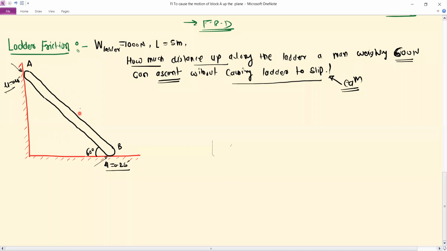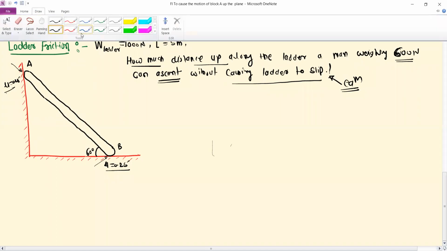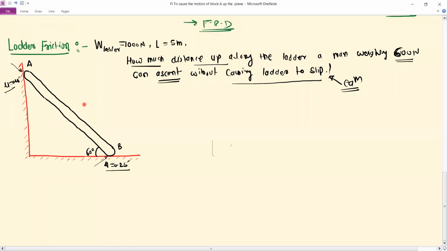Just imagine that the person is somewhere here and he tries to ascend the ladder. The person has a weight of 600. The ladder itself has its own weight, which is 1000 Newton. This weight will act from the center of gravity. Just imagine this is the center of gravity, so this is the CG. Weight will always act in the downward direction, so this is 1000 Newton.